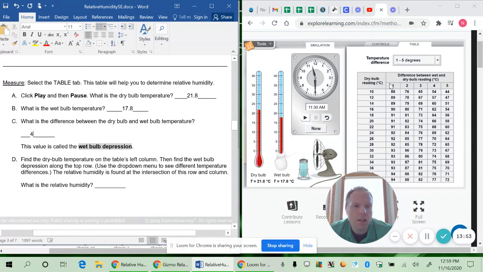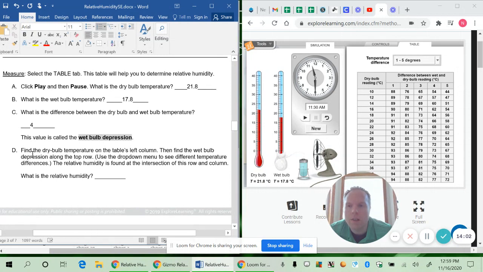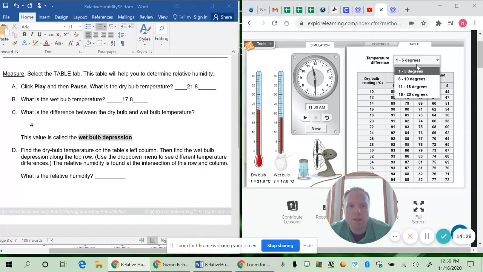So we're going to use a sling psychrometer table to help us find out what the actual relative humidity is. So what we do is we follow directions. It says find the dry bulb temperature on the table's left column. So our dry bulb temperature was 21. So this is the left-hand column. So I'm going to go down to right here. It was 21.8, so we'll round up, we'll call it 22. And then it says use the drop-down menu to see the different temperature differences. So our temperature difference, remember, wet bulb depression was 4, so that means I have to choose which table I'm going to use, and that would be this one, right? Because anything from 1 to 5 degrees difference. So since it's only 4, I'd use this top one.